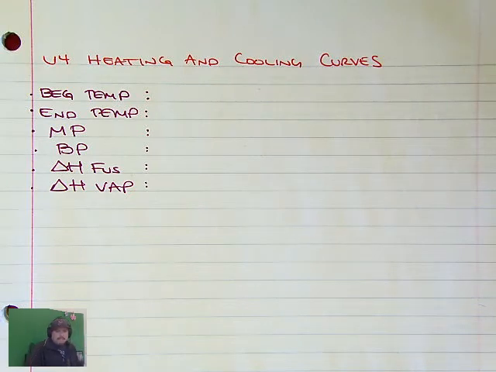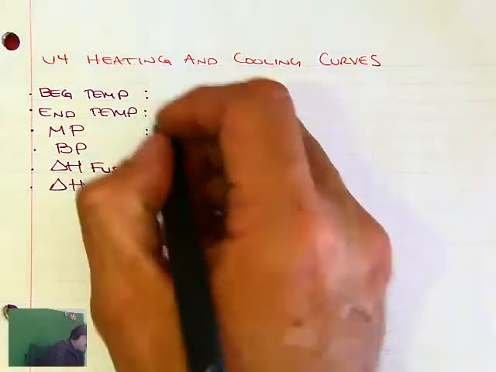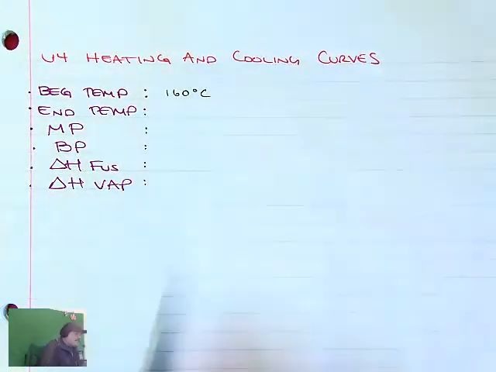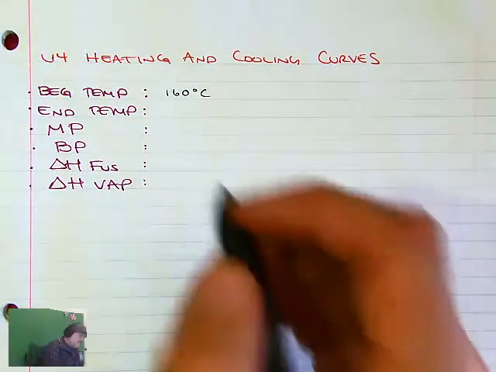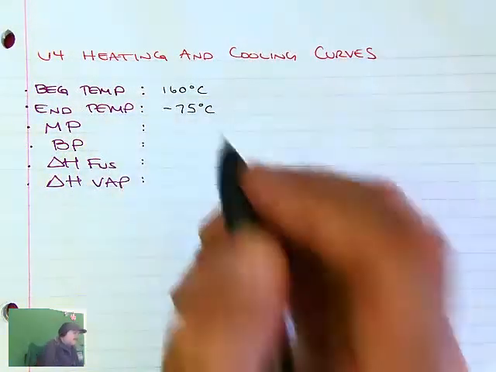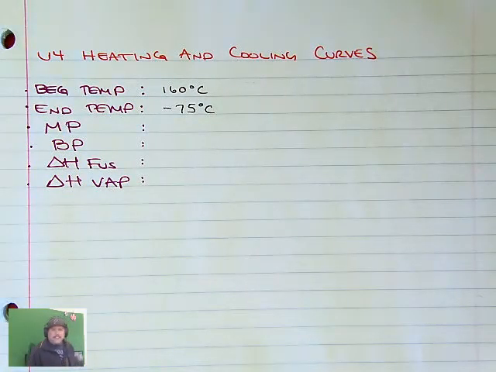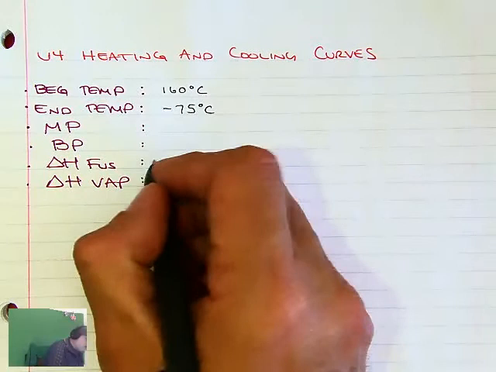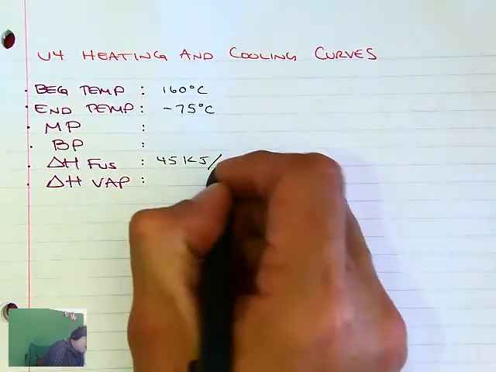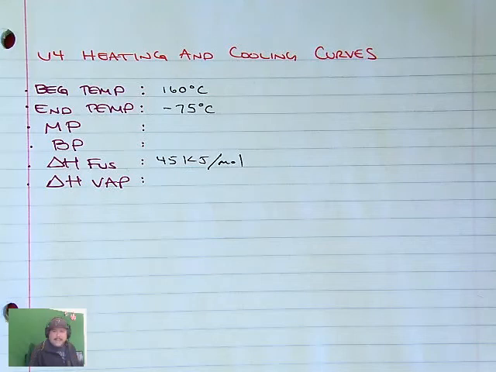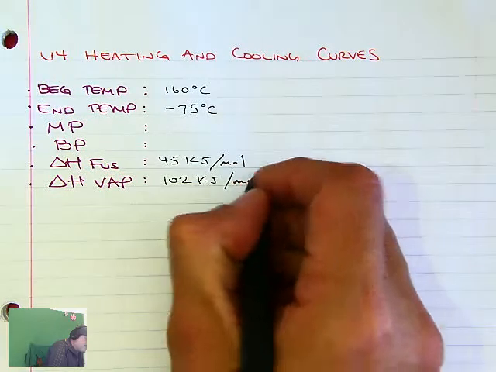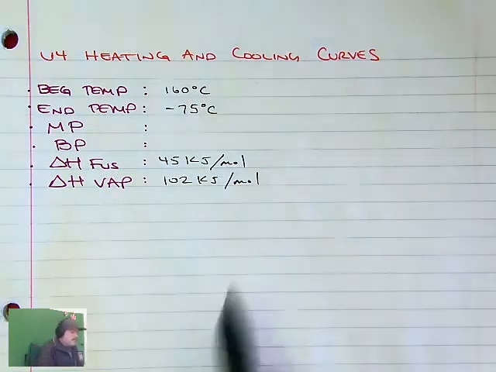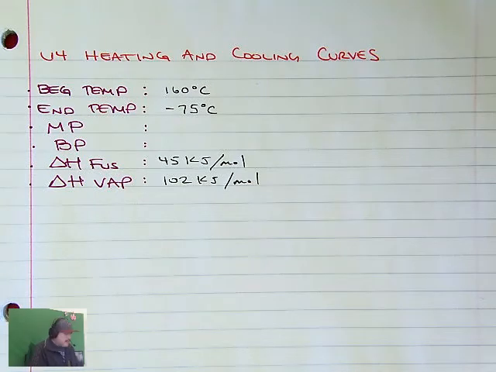It says, draw a cooling curve for a substance beginning at 160 degrees Celsius. So that's my beginning temperature, 160 degrees Celsius. And ending at negative 75 degrees Celsius. The heat of fusion is 45 kilojoules per mole, and the heat of vaporization is 102 kilojoules per mole. So again, I'm just reading and writing down the information I need from the problem. There's nothing to figure out. It's all clearly labeled.